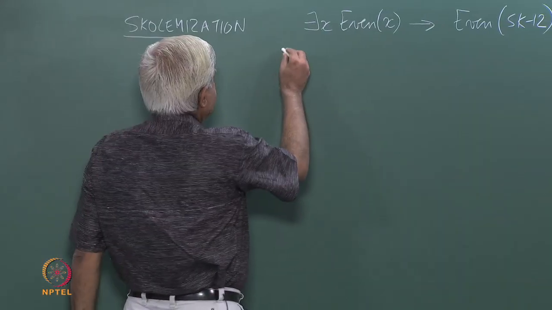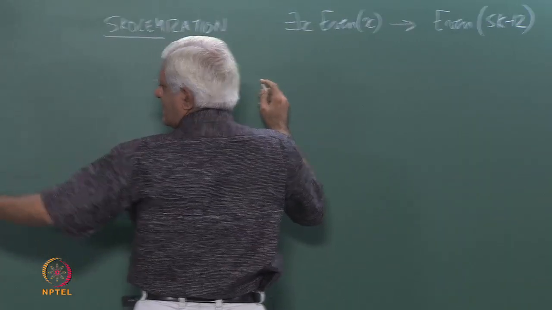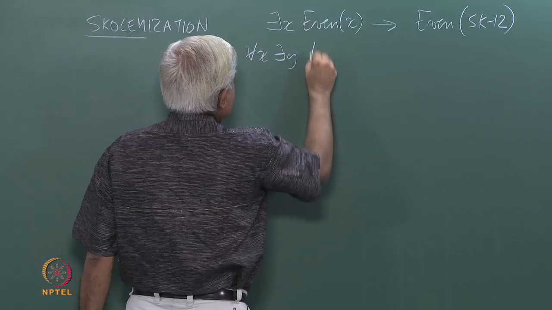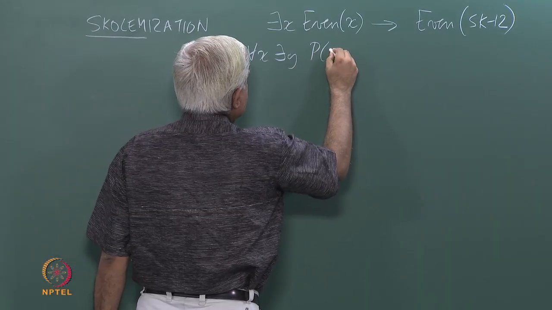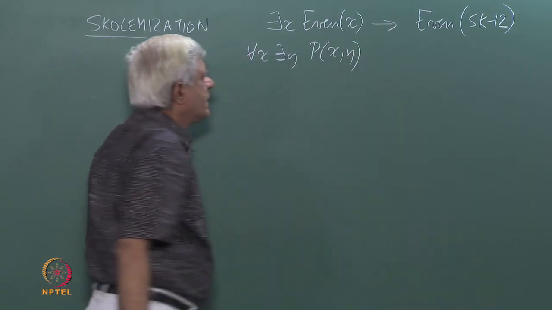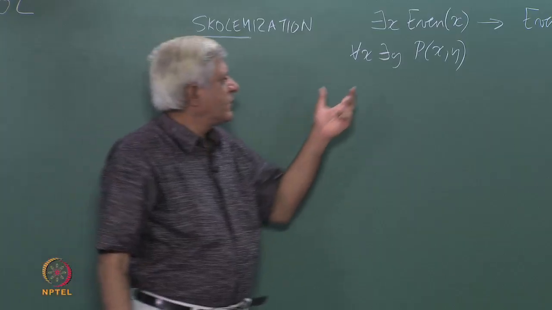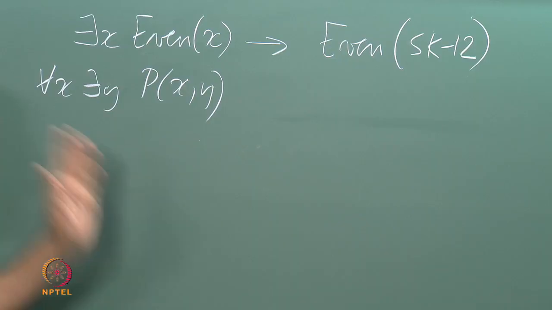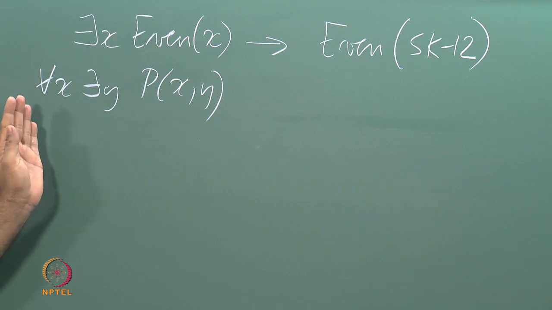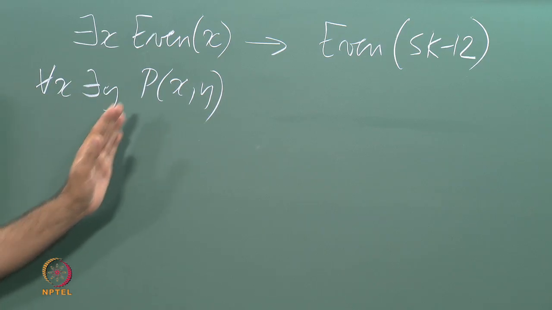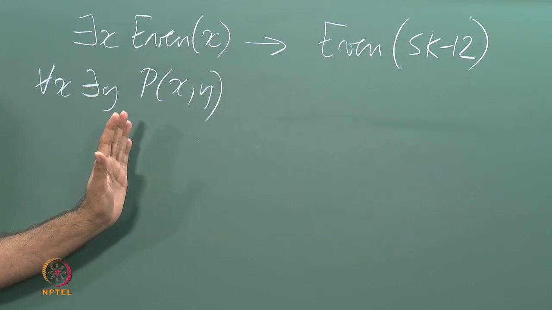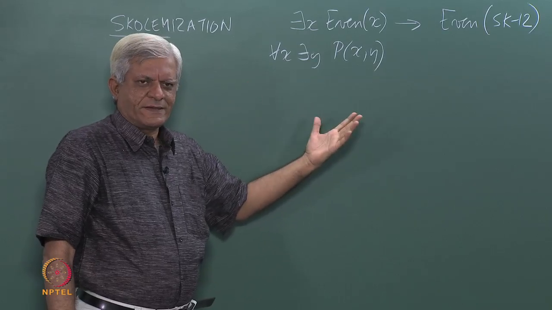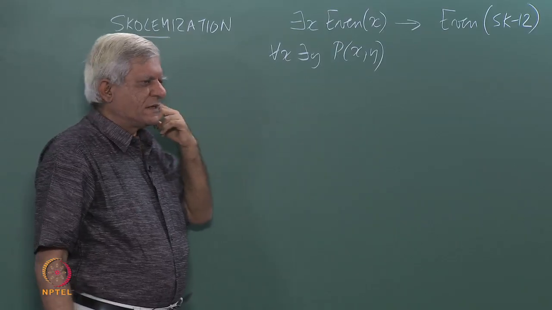If you have something like this, a statement like this, for all x there exists y p x y, then if you look at what is this sentence saying? This sentence is saying, you should always read the quantifiers from left to right, that for every x there exists a y such that p x y is true essentially. So, for example, for every x there exists a y which is greater than x essentially. So, that is an example that we mentioned in the last class.